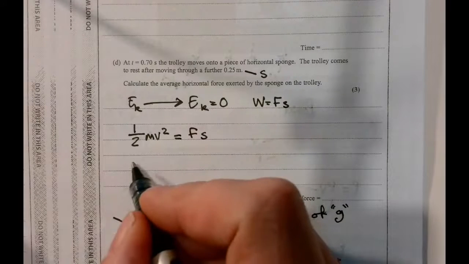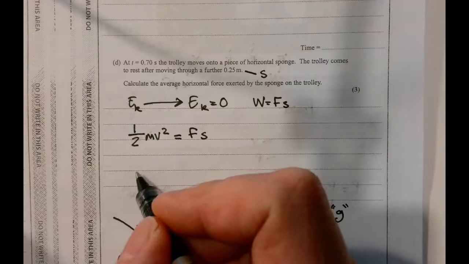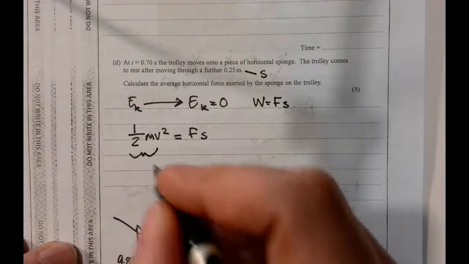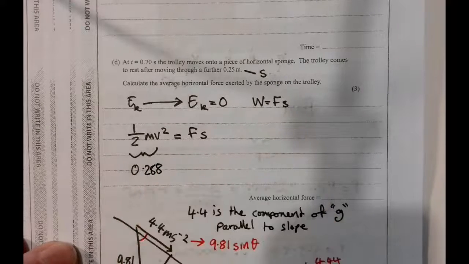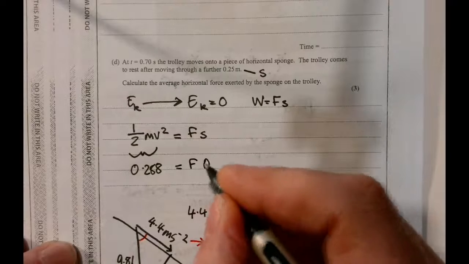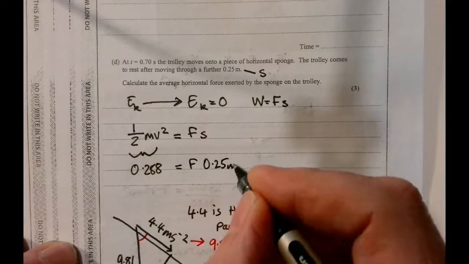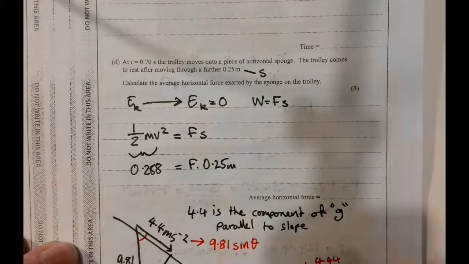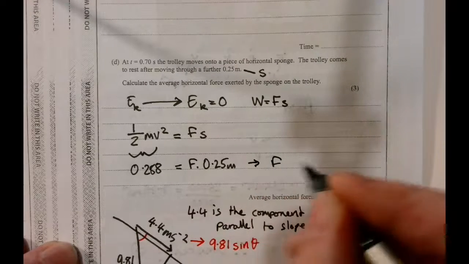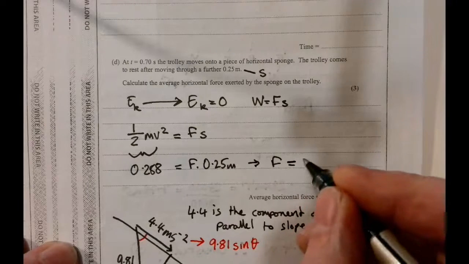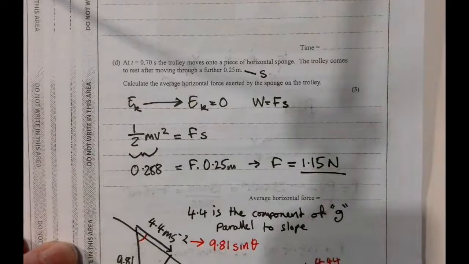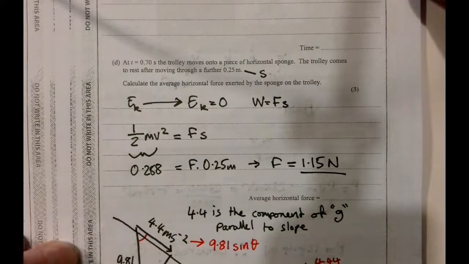When you substitute the values in from the little graph, the kinetic energy is going to be 0.288 joules, and that's going to equal the force times 0.25 meters from the question. That shows that the force is equal to 1.15 newtons. Okay, now the next part of the question.